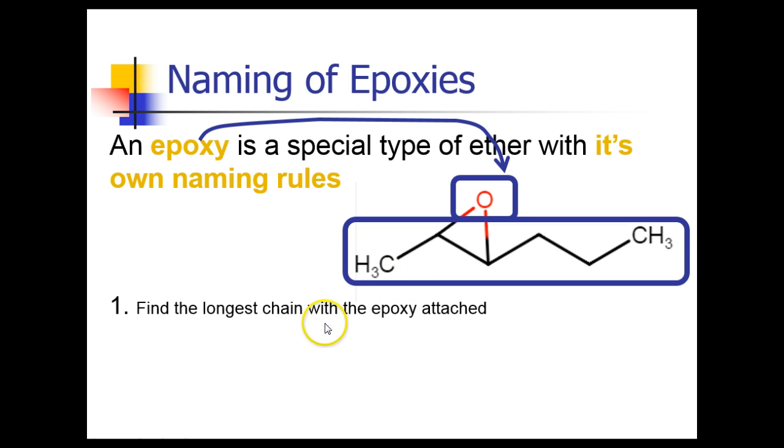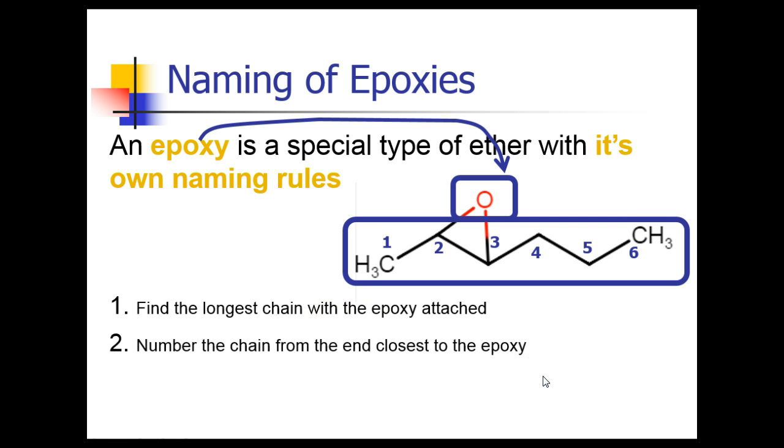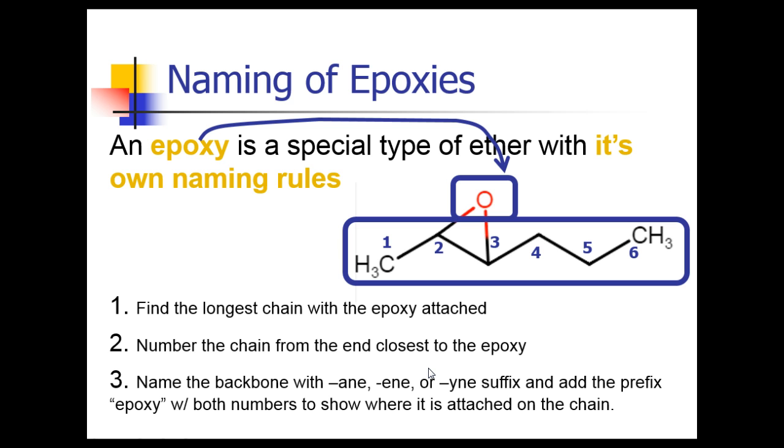So the first rule is to find the longest chain with the epoxy attached, and number that. We're going to number left to right because the oxygen is attached earlier on the left side. And the third thing is to name the backbone with ane, ene, or yne. Since we have all single bonds, it will be an alkane ending.